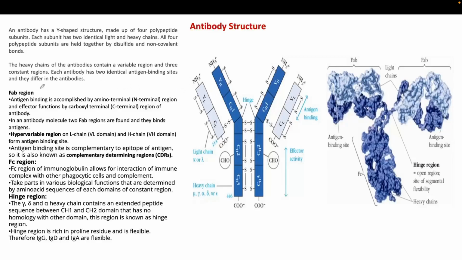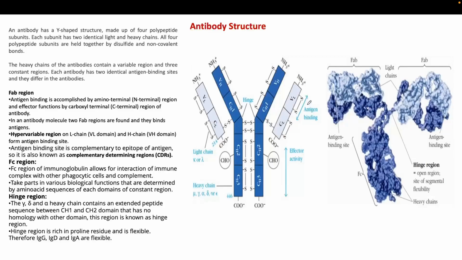The first one is the Fab region. It is the antigen binding region, present at the N terminal region, while the effector function is carried out by the C terminal region of the antibody. In the antibody molecule two Fab regions are found and they bind antigen. So this region is called the Fab region.